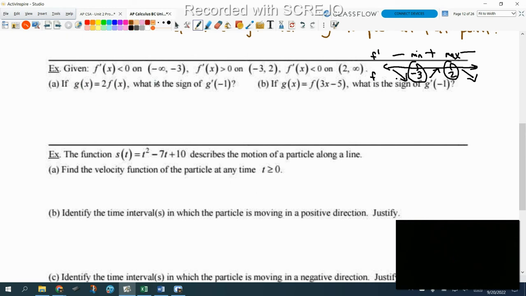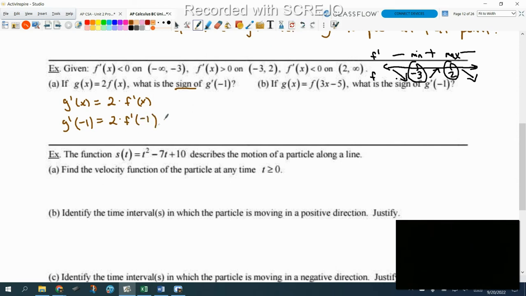g of x is equal to 2f of x. What is the sign of g prime of negative 1? So we just have to say positive or negative here. So take the derivative, g prime of x is equal to 2 times f prime of x. You don't have to include the constant in front when you take the derivative. Now plug in negative 1. g prime of negative 1 is equal to 2 times f prime of negative 1.